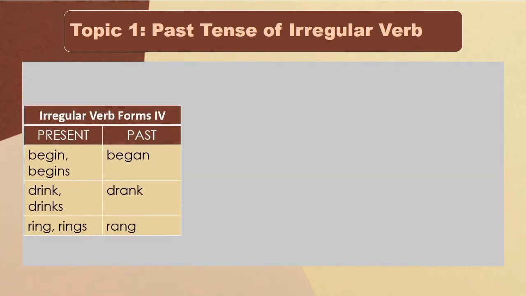Let's proceed to the fourth form of irregular verbs. The verbs begin and begins will become began. The words drink and drinks will become drunk. The words ring and rings will become rung.